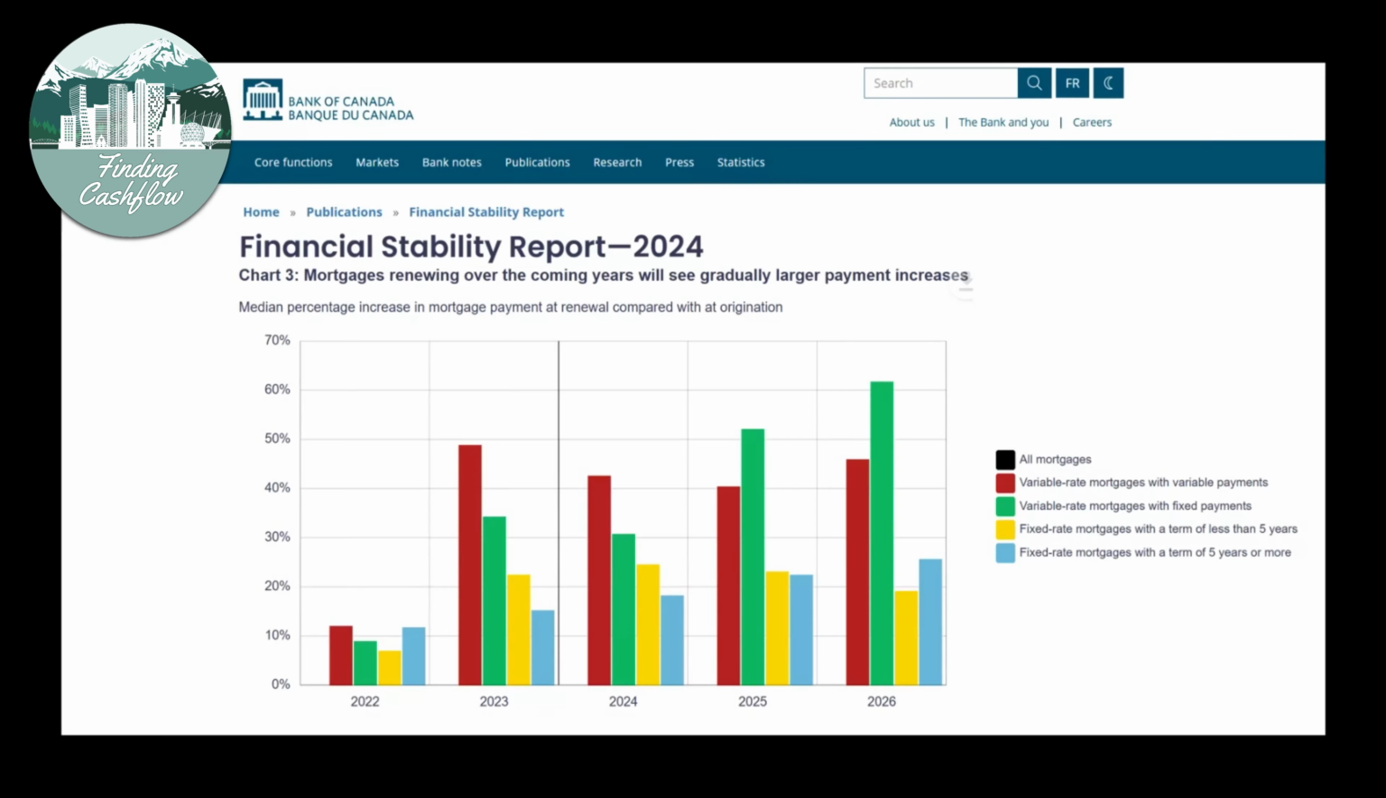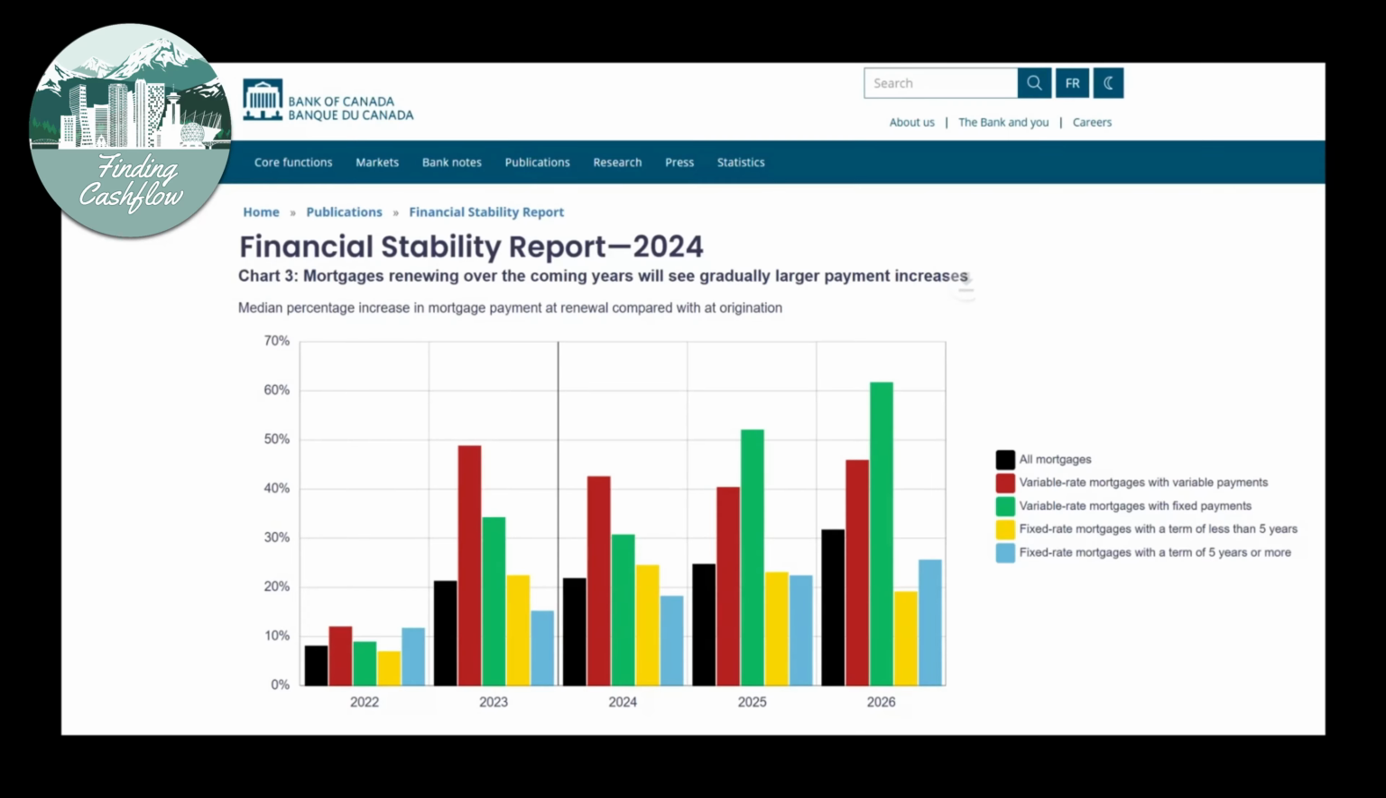But these amortization periods need to be brought back to a standard amortization upon renewal. And in order to bring these mortgages back to a standard amortization, this will require a substantial increase in the monthly payments that will need to be paid on these mortgages. This is why the Bank of Canada predicts that it is these variable rate fixed payment mortgages that will experience the largest percentage increase upon renewal, and that this will occur next year.